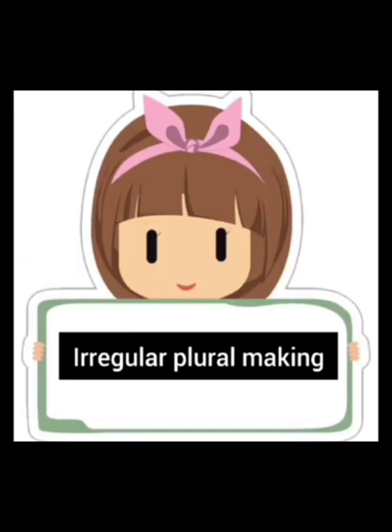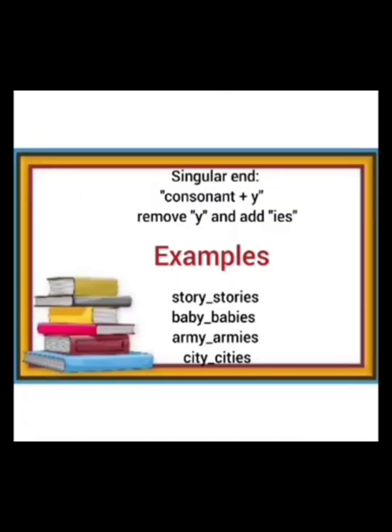Then we have irregular plural making methods, and the very first one is for singulars that end with consonant plus Y. We have to remove Y and add IES. For example, story. The last letter is Y, and before Y we have the consonant letter R. We will simply remove Y and add IES. Baby, babies. Army, armies. City, cities.